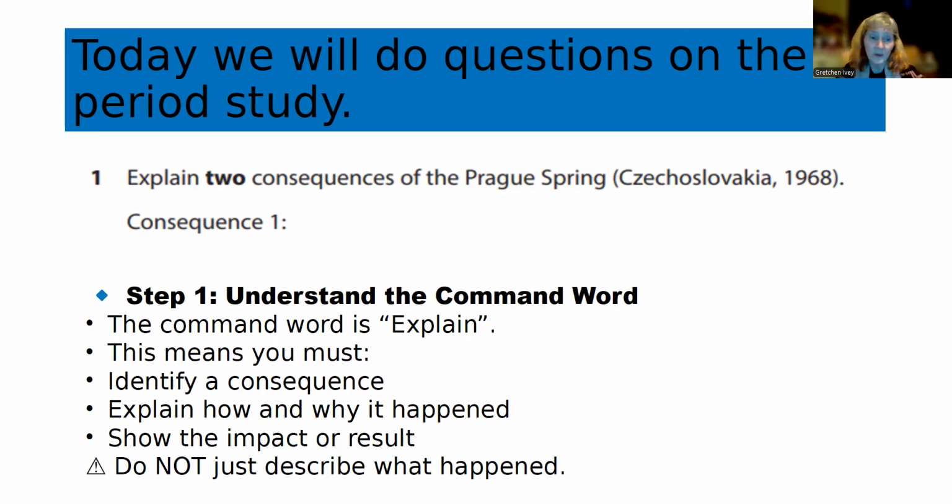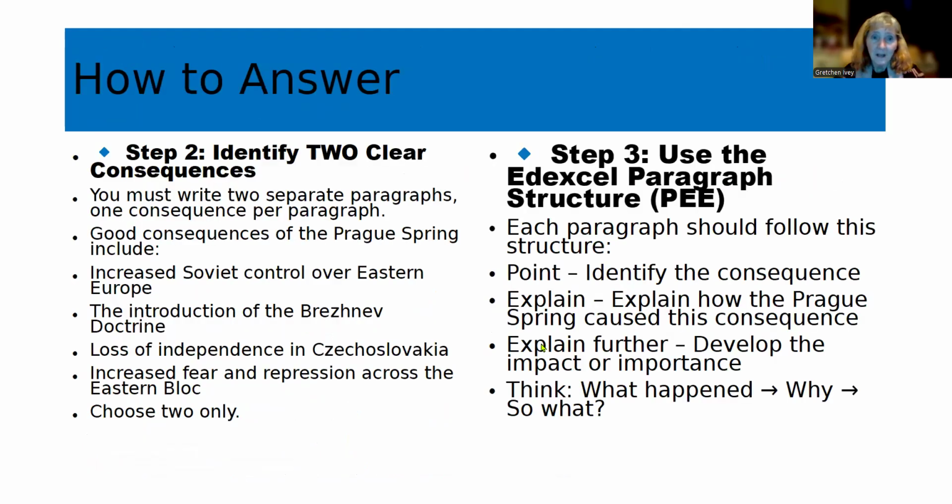Show the impact or the result. Do not just describe the Prague Spring. You need to talk about the impact of the Prague Spring. Okay, you need 2 clear consequences. So you must write 2 separate paragraphs, 1 consequence per paragraph. So don't just think you're going to write one stellar paragraph and get all 8 marks. You're not.